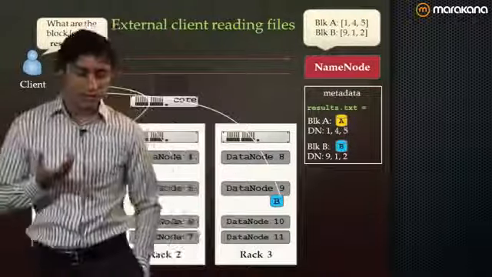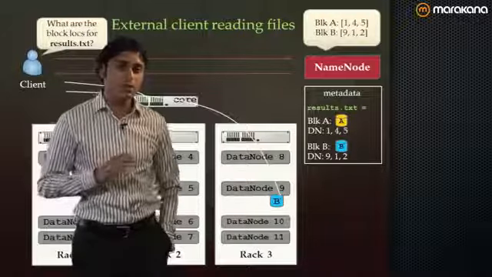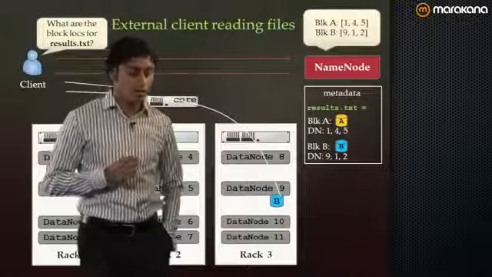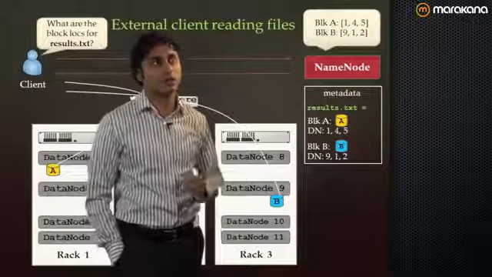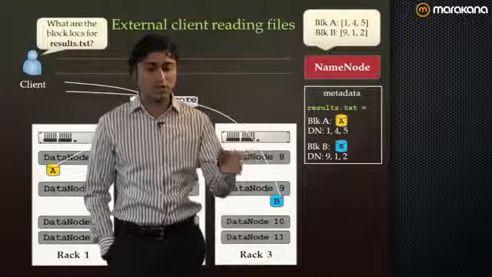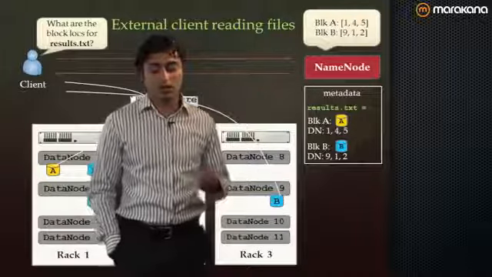You can think of the name node kind of like a bookkeeper in a library. So, in a library, if you want to find a book, you're not going to go randomly from shelf to shelf looking for the book. That would take too long.